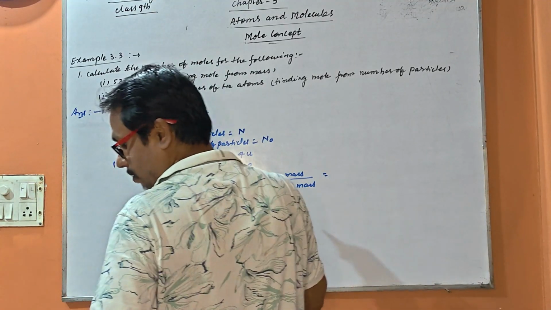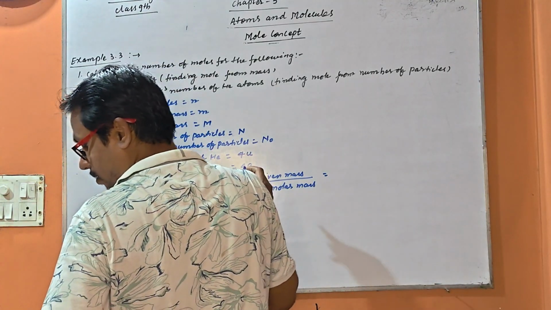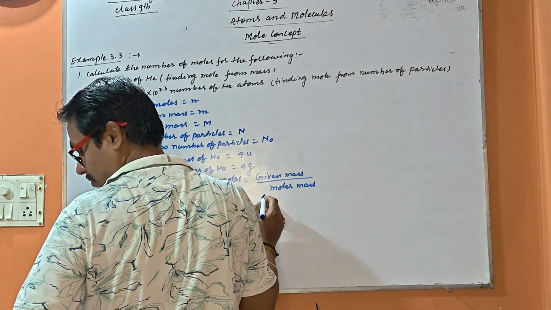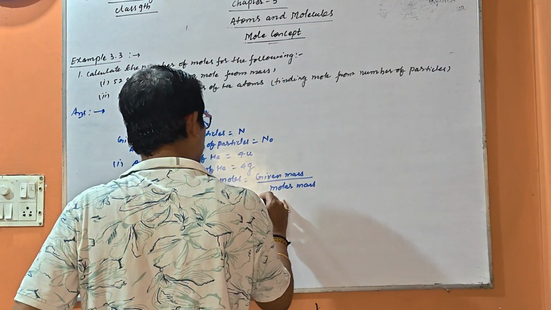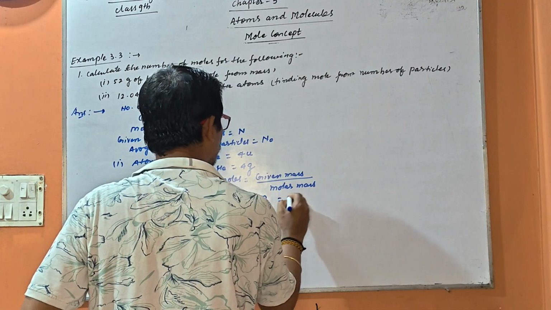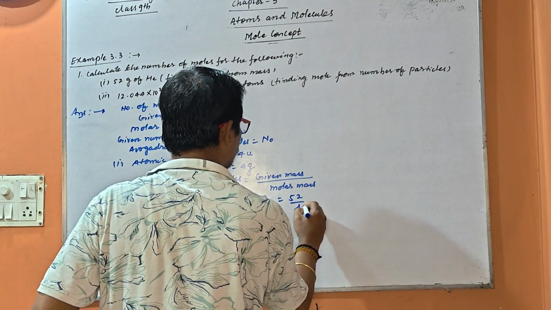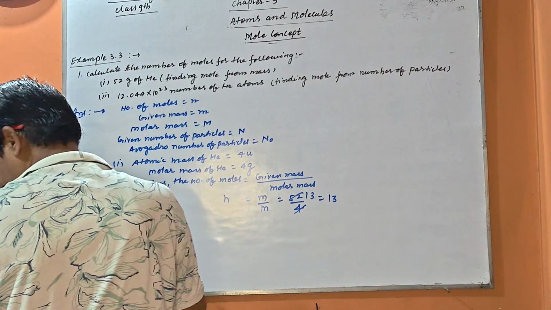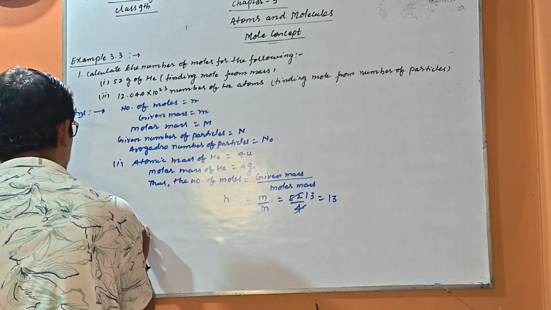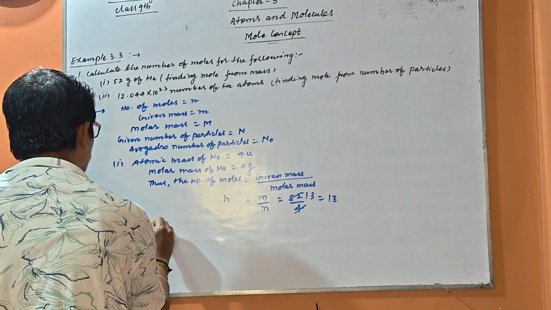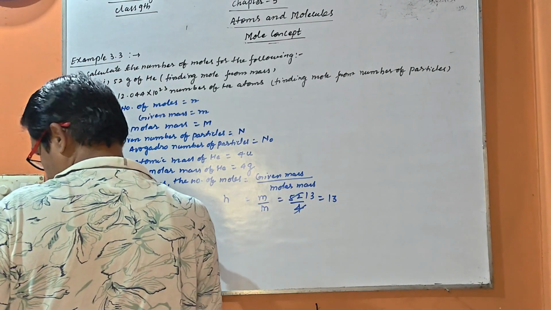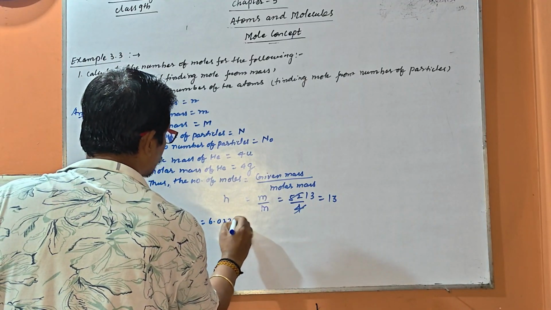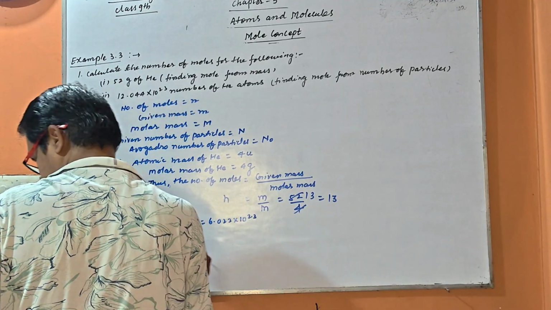Mass is equal to, that is n is equal to 52 by M, which is 52 by 4, that is 13. Second number, we know 1 mole is equal to 6.022 into 10 to the power 23.